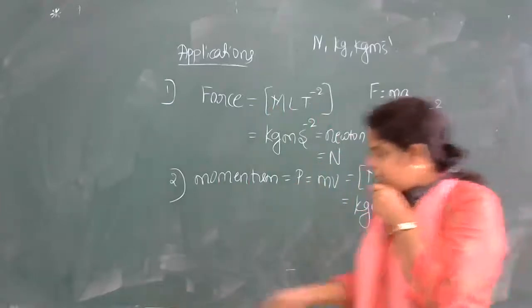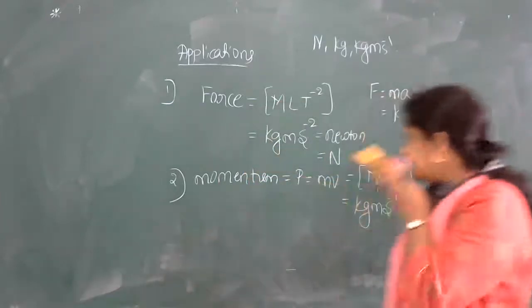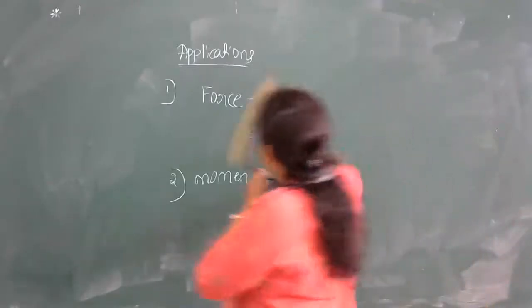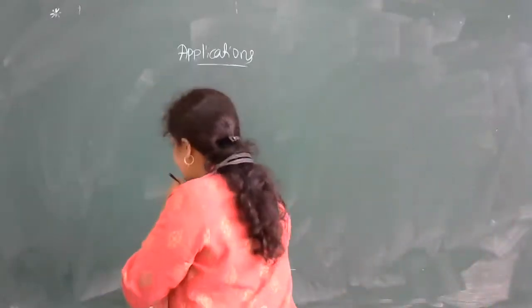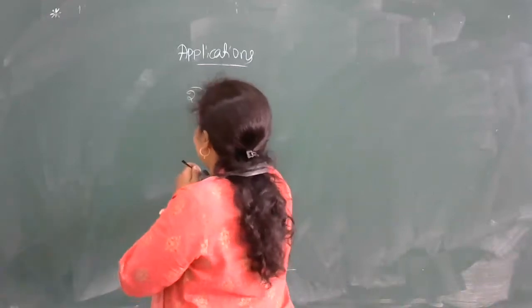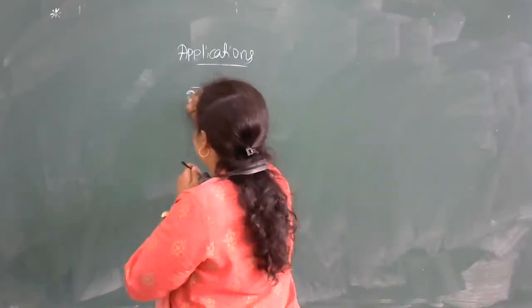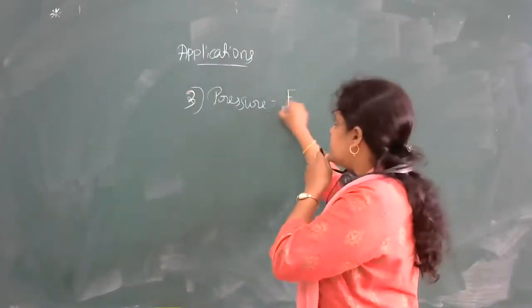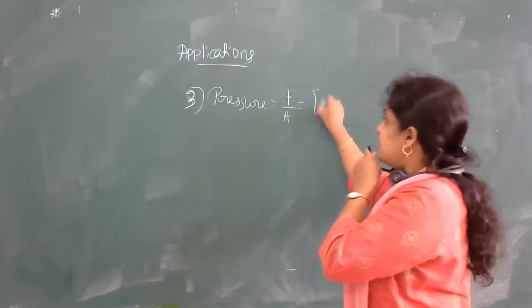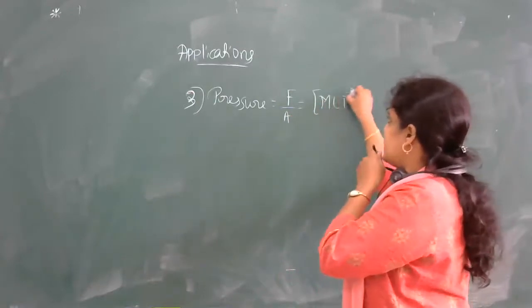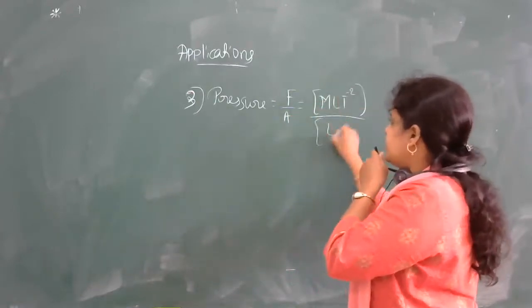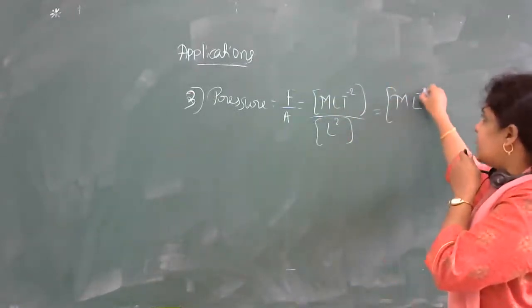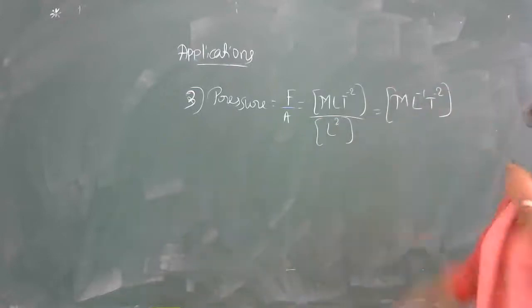If you want, we will consider a few more, pressure and stress. Two more examples. The second one is pressure. What is the formula? Pressure is force per unit area. Dimensional formula is M L T raised to minus 2 divided by L raised to 2. That is nothing but M L raised to minus 1 T raised to minus 2.